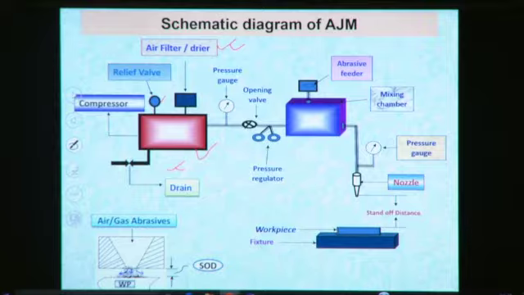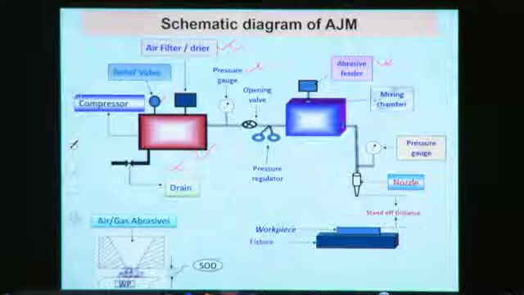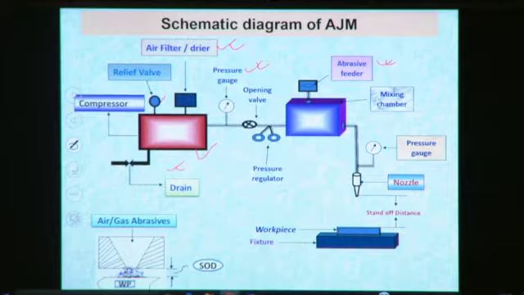There is a pressure gauge to control the pressure of the compressed air which is coming out of the compressor. There is an opening valve and a pressure regulator to regulate the pressure coming from the compressor. Now there is an abrasive feeder. The abrasive feeder is required to feed the required quantity of abrasive flow rate into the mixing chamber.